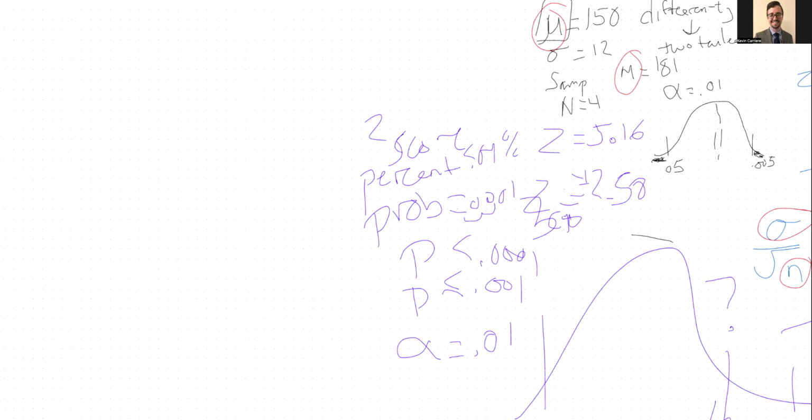We were talking about measures of central tendency and how we usually use a mean, right?